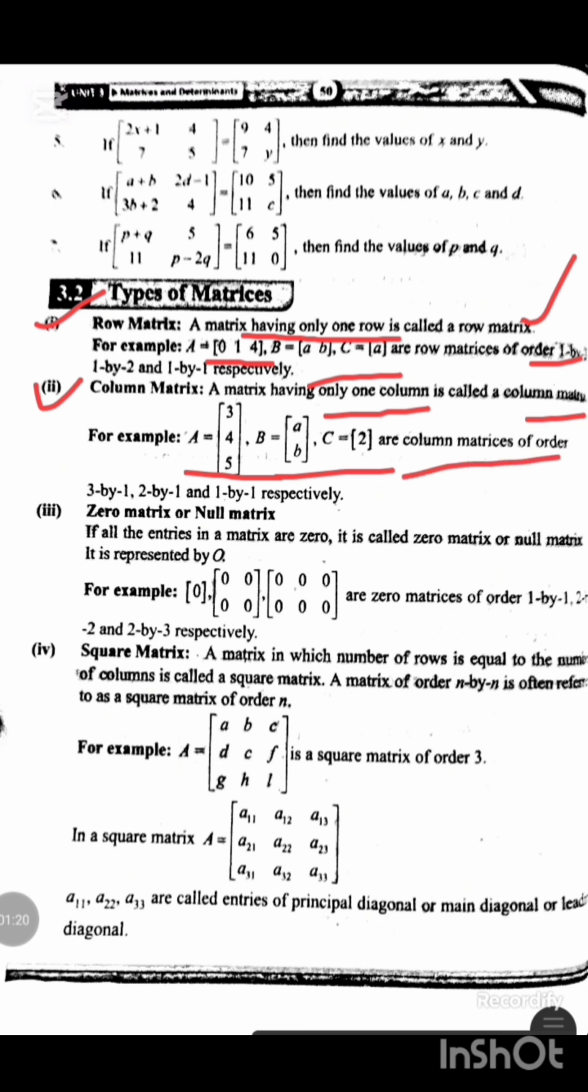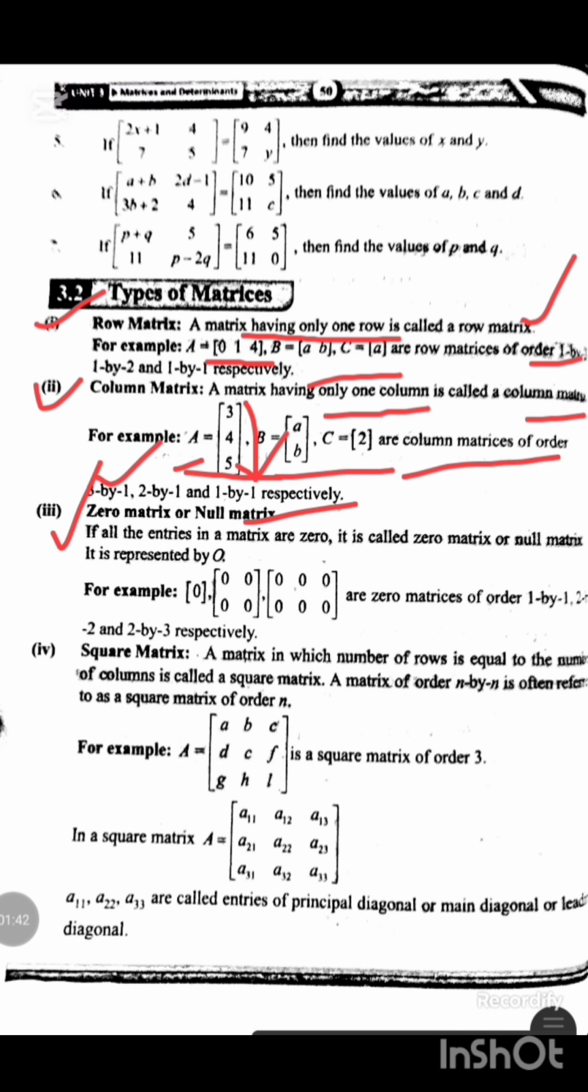So that's why these are called column matrices with order 3 by 1, 2 by 1 and 1 by 1 respectively. You can see in matrix A the number of rows is different, because we have 3 rows but one column only. So that's why this is called a column matrix.